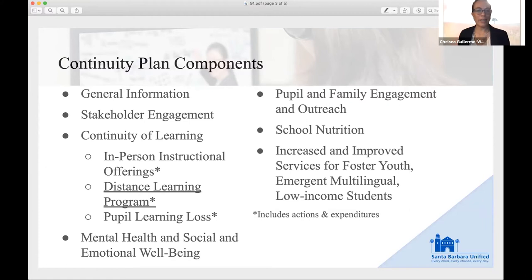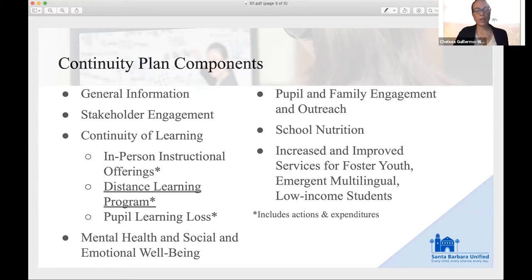very important not to miss at the bottom of the slide, and we've talked about it earlier already this evening, is a section on mental health and social emotional well-being. And then last but not least, similar to the LCAP, a requirement for increased and improved services for foster youth, emergent multilingual students, and low income students.